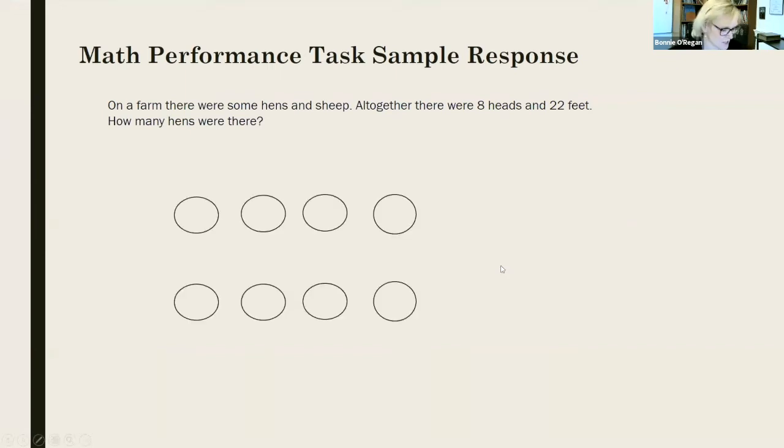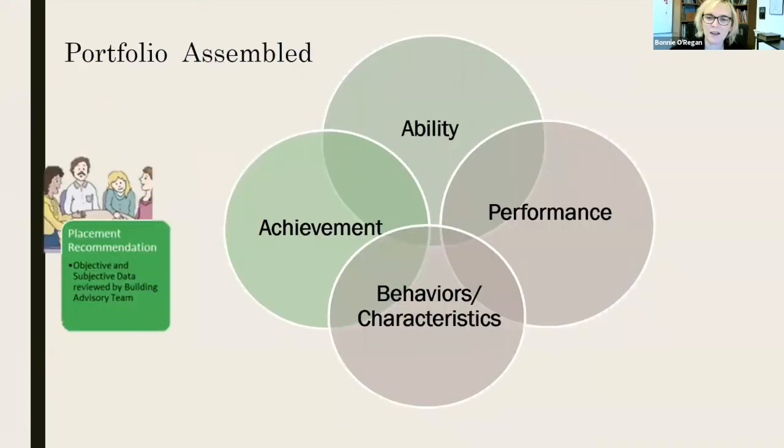There are 8 heads. They draw 8 heads, and then they say, okay, everybody has to have 2 feet. So we count here, and we've got 16 feet, but we need 22. So we add on some more feet until we get to 22 feet. Once we get to 22 feet, we can count and say, oh, there are 5 hens. Now, wouldn't Algebra 2 have been much easier if we had done it this way?